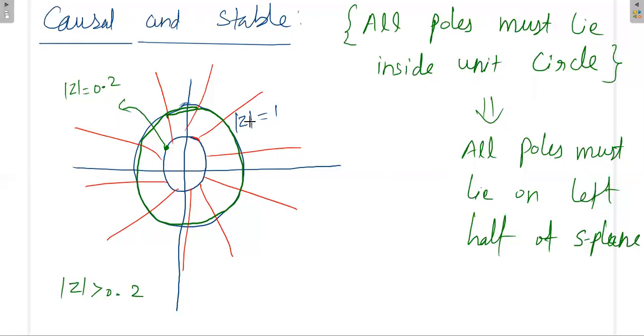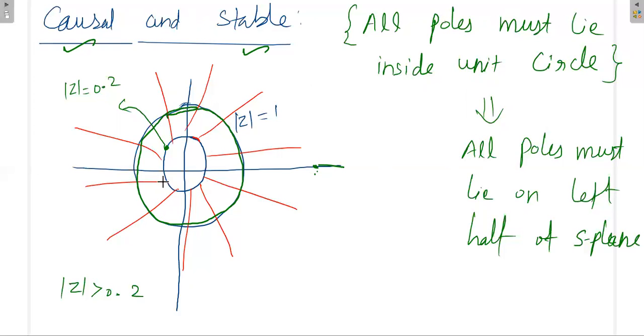Now what is the condition? Definitely the ROC must go outside the circle for causality nature. But if I choose a pole outside the unit circle, again I have to go outside of that circle, and definitely I cannot include the mod z equal to 1 circle. So that's why I have to choose a pole inside the circle, then go outside. As you go outside you achieve causality nature. When you go outside from inside of the unit circle, you can include the mod z equal to 1 circle. So that's why all poles must lie inside the unit circle.